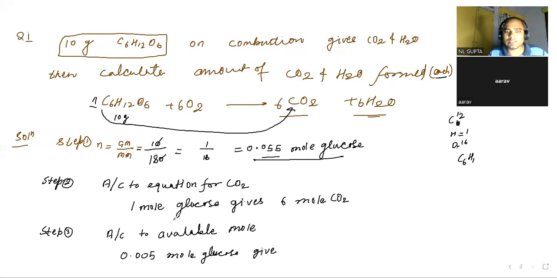See, 1 mole glucose gives 6 mole. So 0.055 mole, how much will it give? Can you guess? Can we multiply now? 0.055 multiplied by 6. Yes or no? So 0.33.